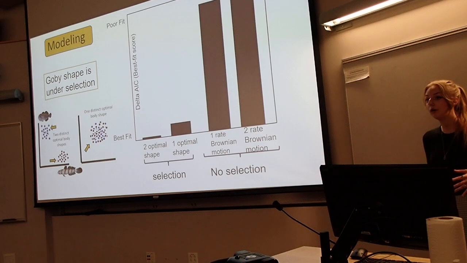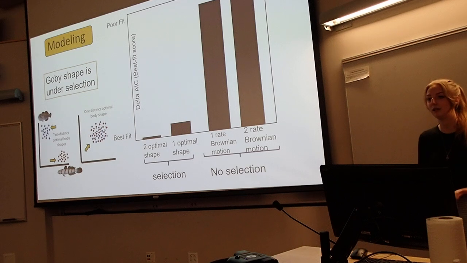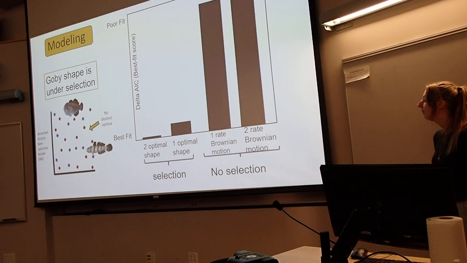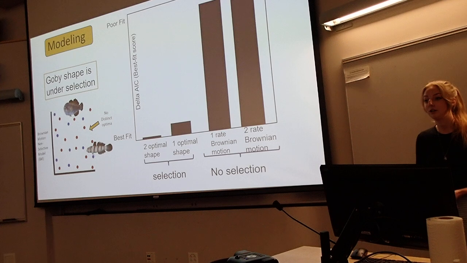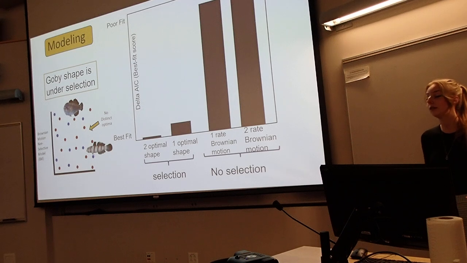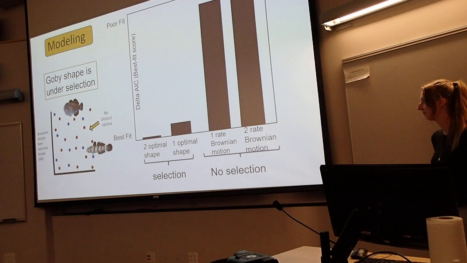Scores below 2 are usually really supportive, and both of these were below 2. So that means that both of these models are showing us that selection is present. We can't really rule out one or the other. What we did find is that it's definitely not a Brownian motion, because these scores were absolutely huge. So this really implies that goby shape is under selection. They can't do whatever they want. They can't get really long. They can't get really short. They have an optimal body shape somewhere in there.